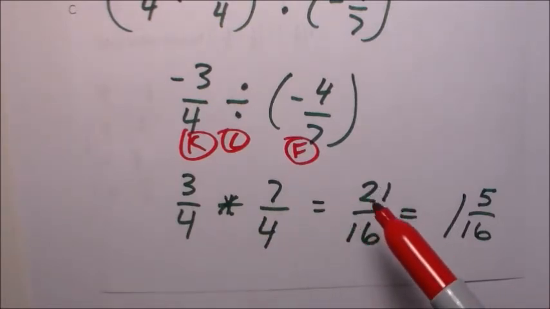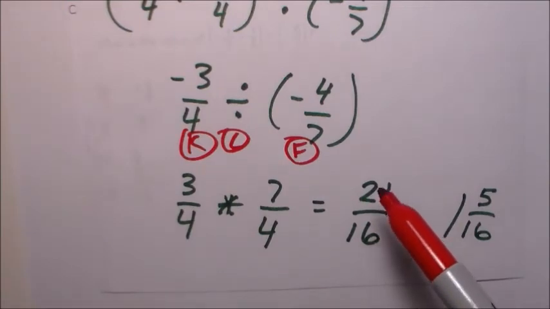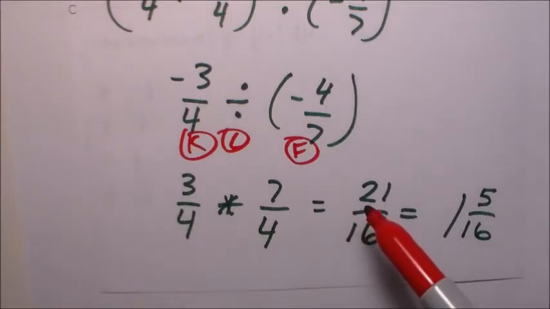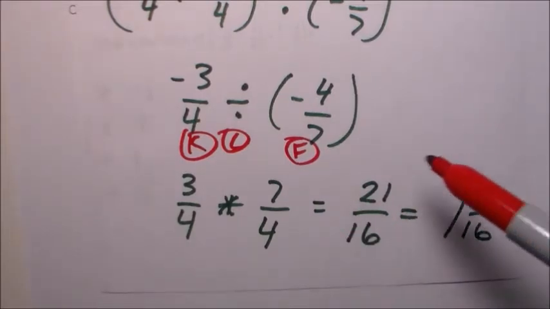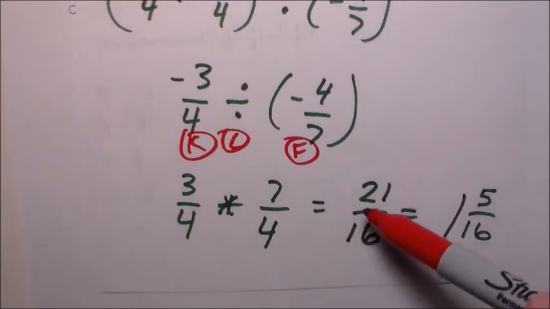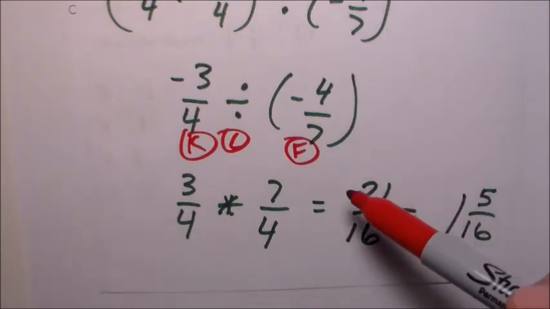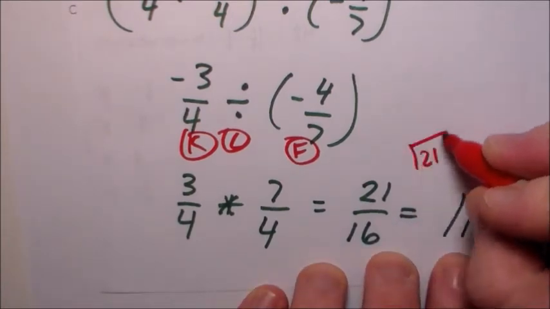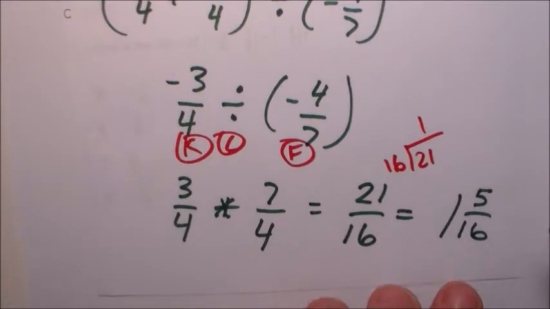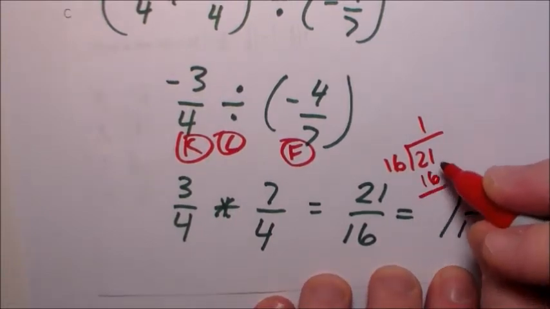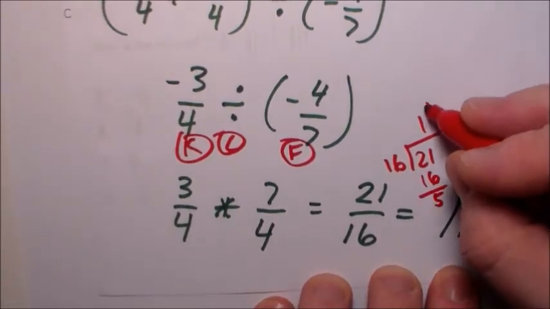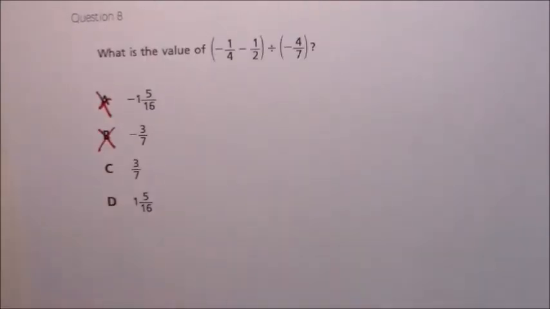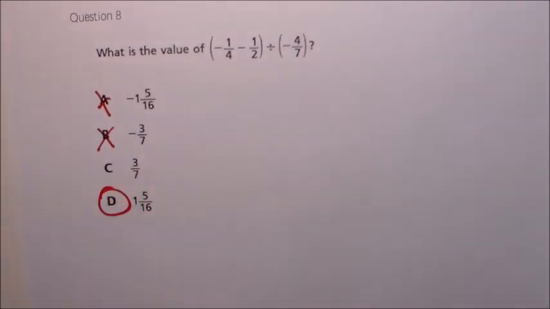And 21 divided by 16 is an improper fraction, right? Because the numerator is bigger than the denominator. But we know that 16 goes into 21 once. If you have 21 divided by 16, you can go in there once, you'll have 16 and 5 left over. So that's how you get 1 and 5/16, which is certainly a choice, and we're good to go.